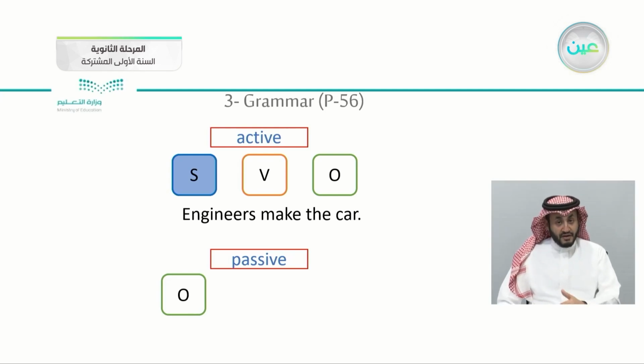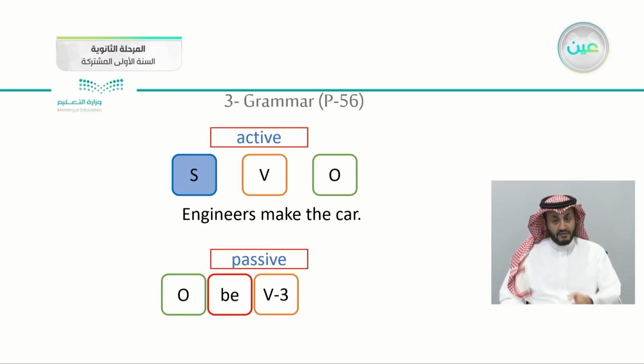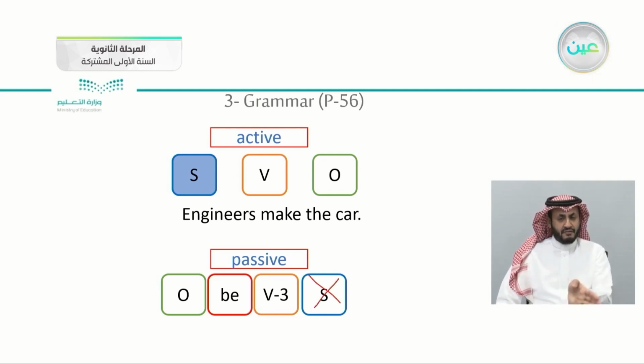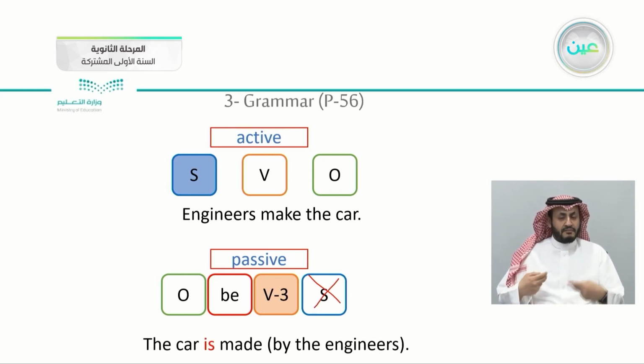However, if I want to come up with a passive sentence, I will start with the object. So it is the car. Then we will change the verb from, let's say, the present into verb number 3, then followed by the subject. And by the way, this is optional. You can take it out. So the focus is actually on the verb, what had been done. So the car is made by the engineers. You can add the engineers and you can take them out. So the car is made.